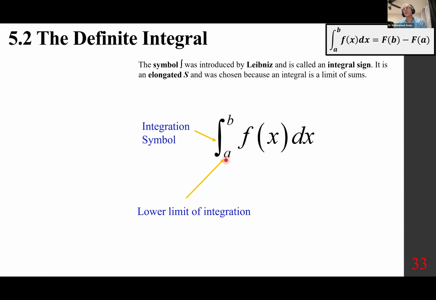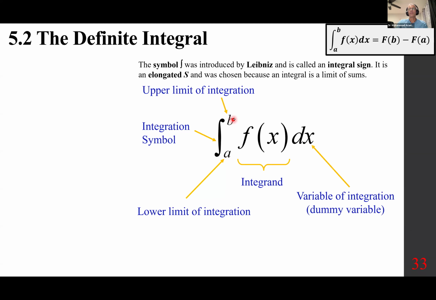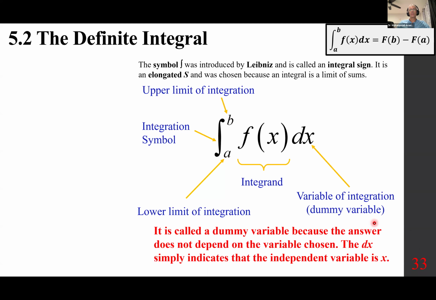Lower limit of integration, a. Upper limit of integration, b. f of x is the integrand. dx, variable of integration, sometimes we call it a dummy variable. It is called a dummy variable because the answer doesn't depend on the variable chosen. The dx simply indicates that the independent variable is x.